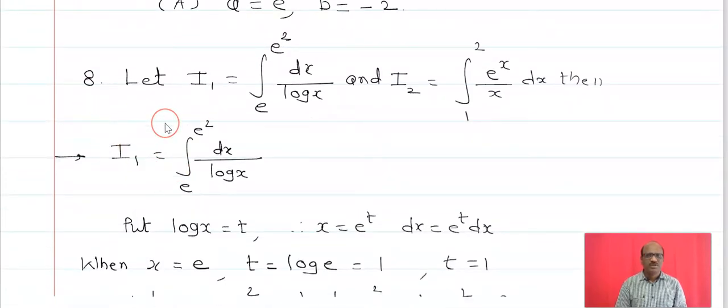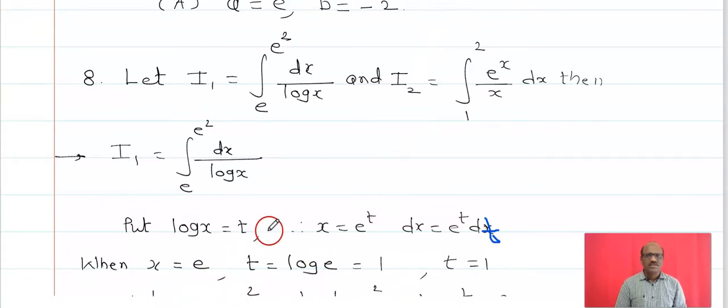Now the problem number 8. Let I1 is equal to the integral from e to e square dx upon log of x, and I2 is equal to the integral from 1 to 2 e raised to x upon x dx. Then what will be the relation? The options. Upon integral 1 we solve. Put log of x is equal to t, then x is equal to e raised to t. Therefore dx is equal to e raised to t into dt. पाहिजे तिथे, by mistake I had written x only. Here must be dt. Okay.